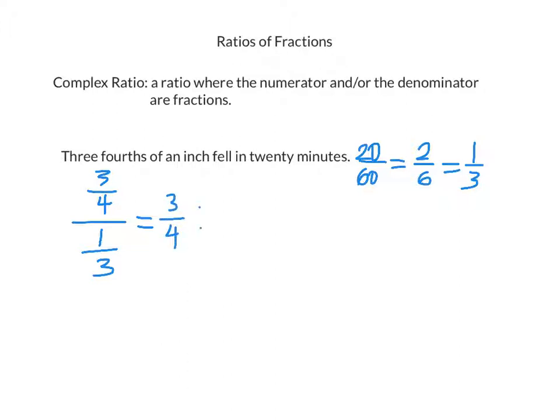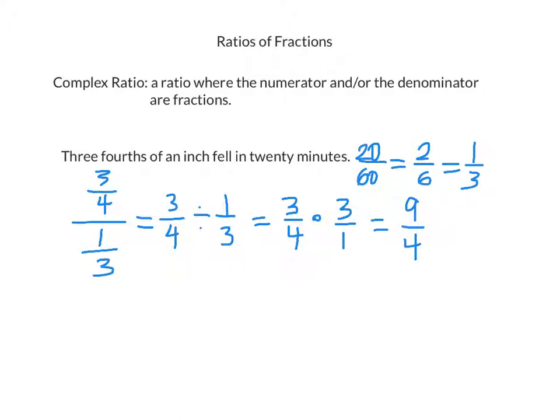3/4 divided by 1/3. And the way that we deal with dividing fractions is to multiply by the reciprocal. So we leave the first fraction alone, change divide to times, and then reciprocate, or flip, the second fraction. And multiplying fractions is our favorite thing to do because we don't need a common denominator. We don't need to change anything. We simply multiply the numerators. 3 times 3 is 9. And we multiply the denominators. 4 times 1 is 4.